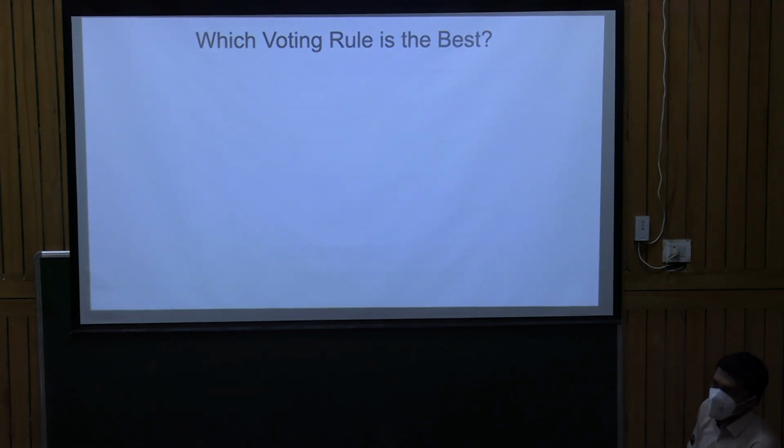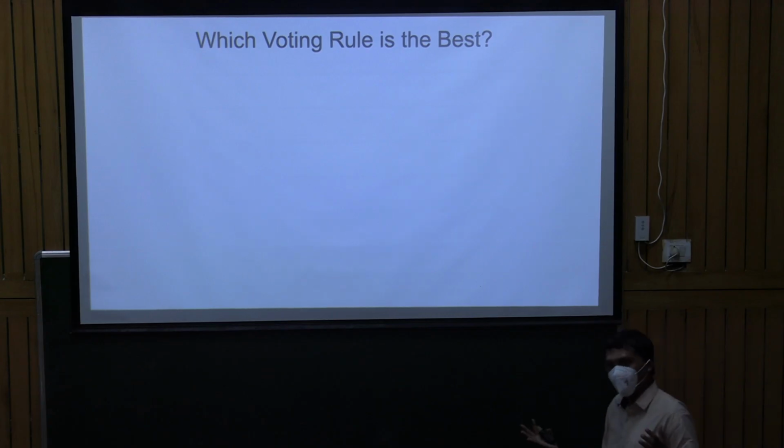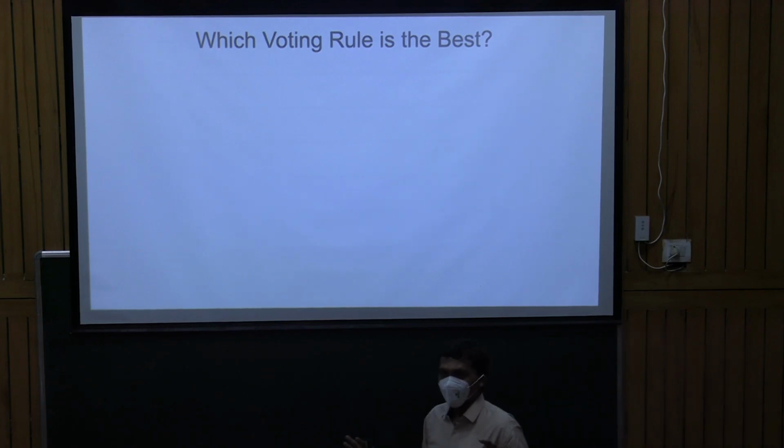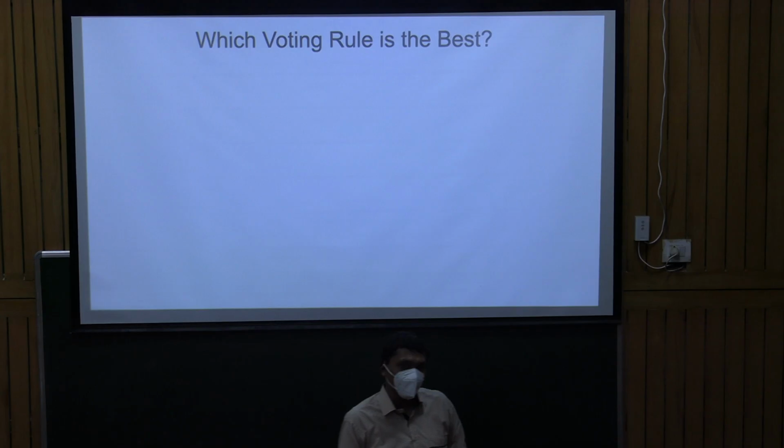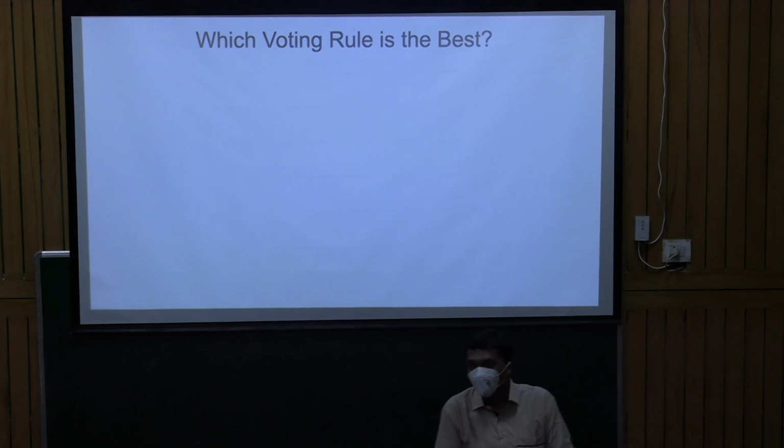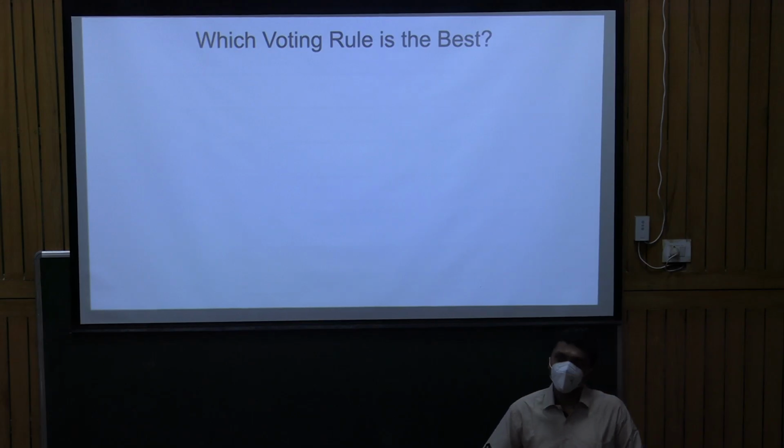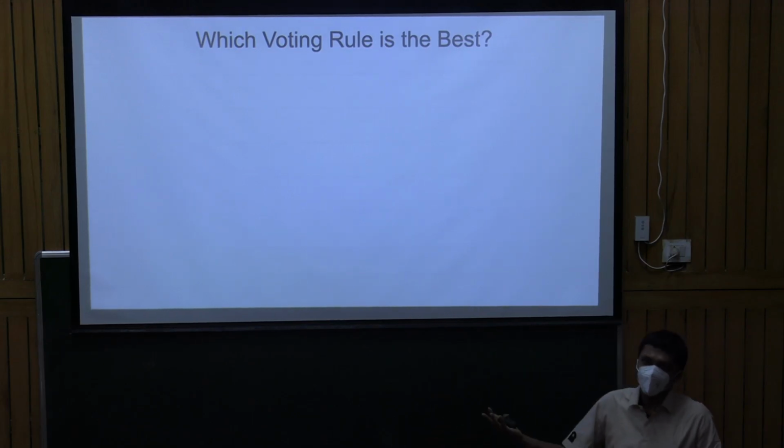Okay. So I've given you a whole zoo of voting rules, right? And it is a pertinent question to ask: which is the best voting rule? There's got to be a best one, right? You can't just have 10 different ways of electing people. That way, you'll never make a choice.